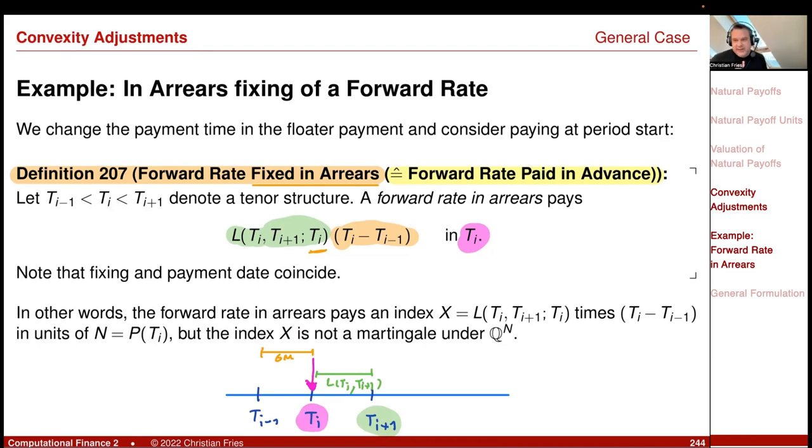So you fix the interest rate at the beginning of that period here, and you pay it at the beginning of the period. So the two things are actually equivalent. Yeah? So fixing at the end of the period and paying at the end of the period is the same as fixing at the beginning of the period, but paying at the beginning instead of the end, if you just consider the two periods, this one and that one. And the second interpretation is a bit nicer for us.